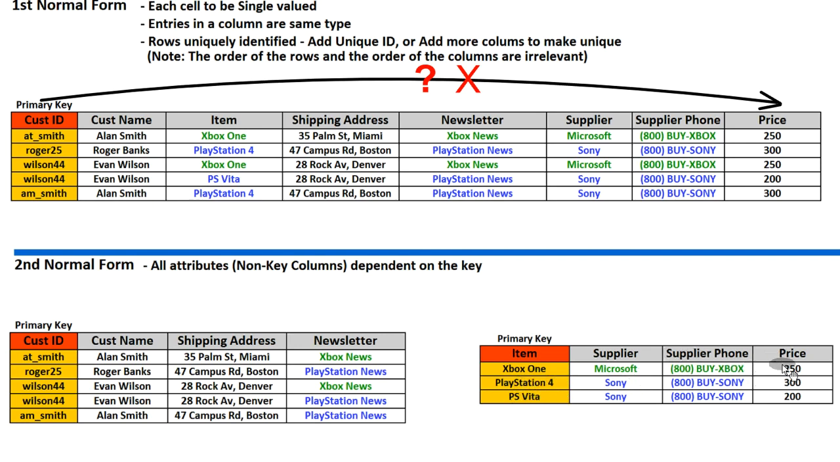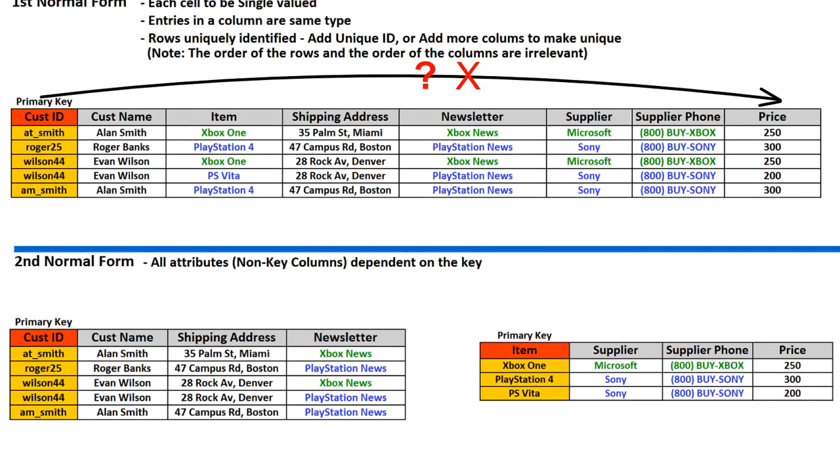So now the price, the supplier, and the supplier phone depend on this, because Xbox One has Microsoft to supply. This is their phone number and this is the price, and this customer has, this is his name, this is the shipping address, and this is what he is subscribed to. Obviously this person subscribed to 2, so he's in here twice. So this is great. The only problem is we lost the transactions. We don't know who bought what.